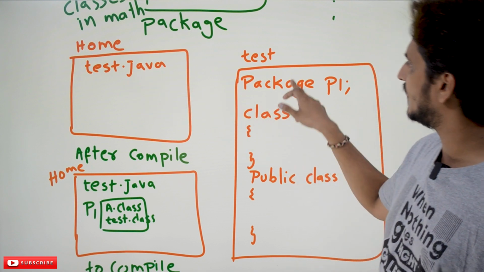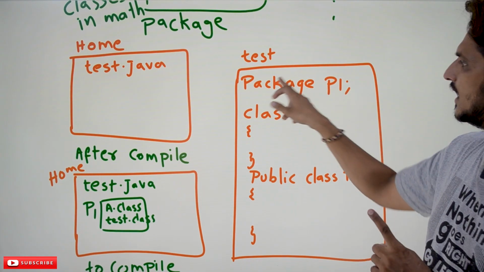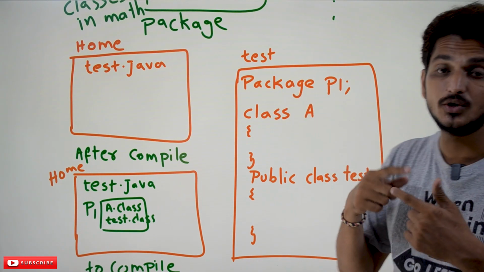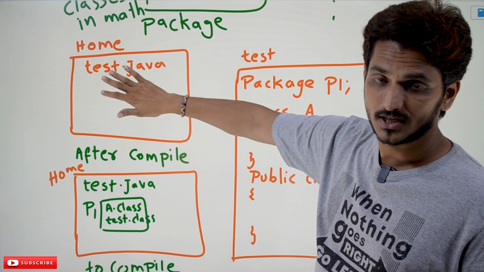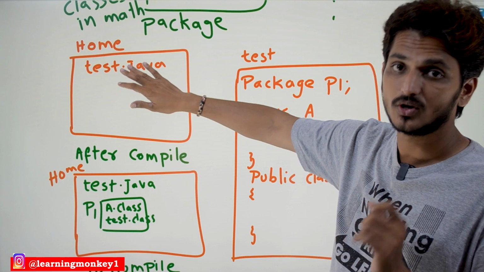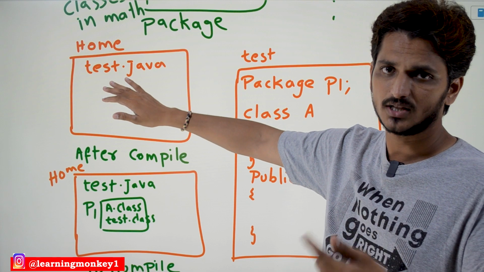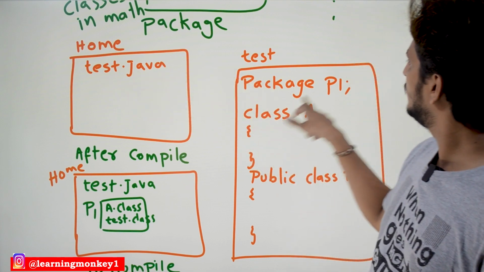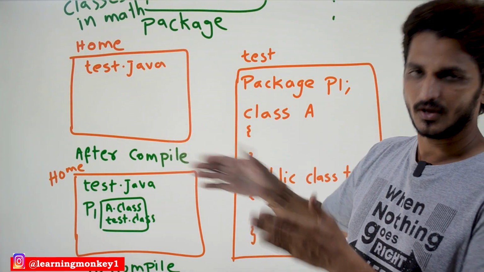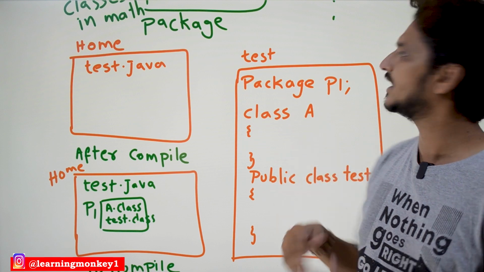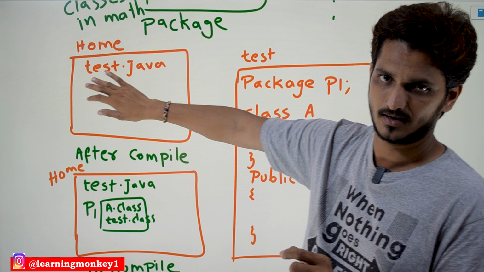In this file we have code like this: test.java, package p1. The first line should be package p1, meaning we need to create a package p1. By default it is in the home folder, so it is going to create it there. Wherever the path is given for your Java execution, there it is going to create the p1 package. If it is home, it is created there. If it is not home, wherever the location is, it is going to create the package p1 there. It is going to create a p1 folder here.